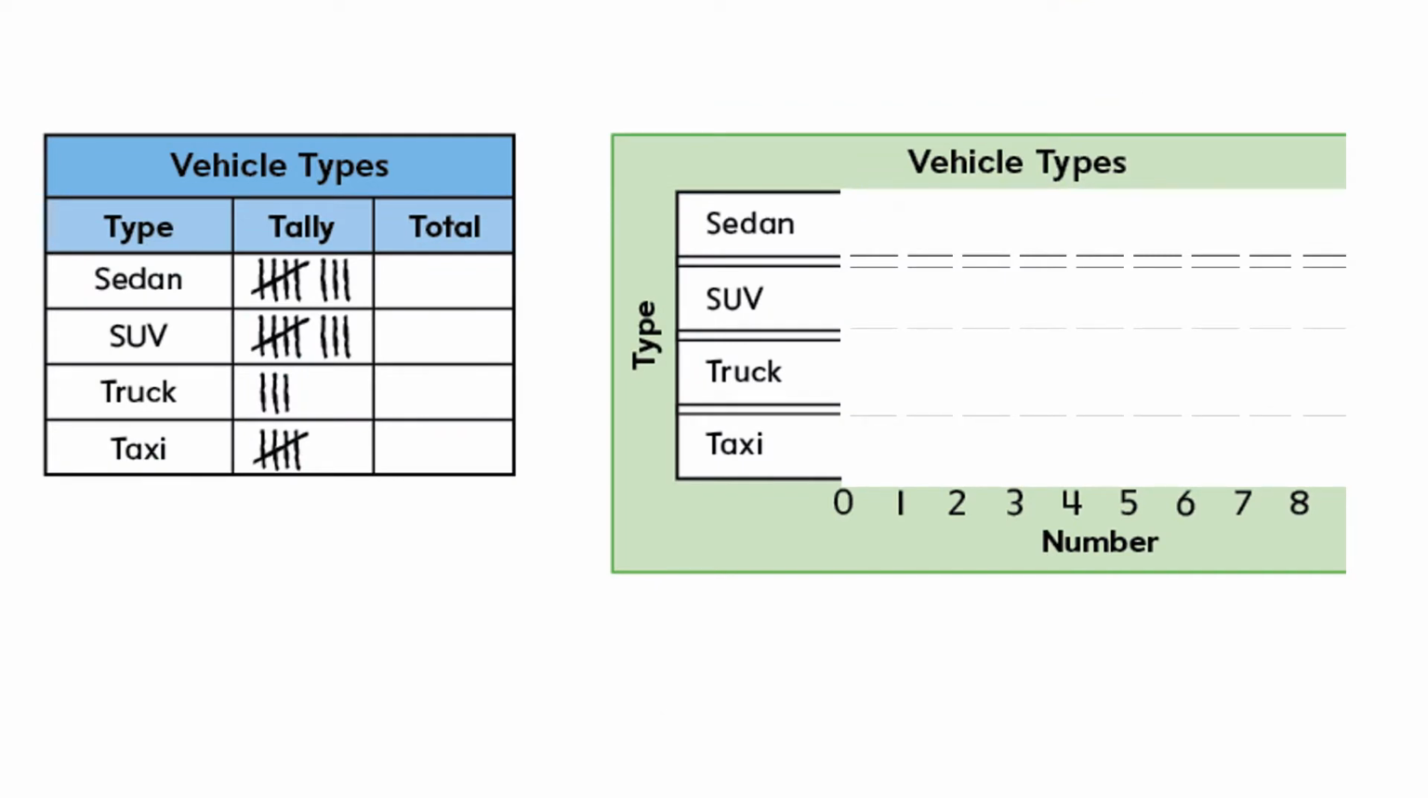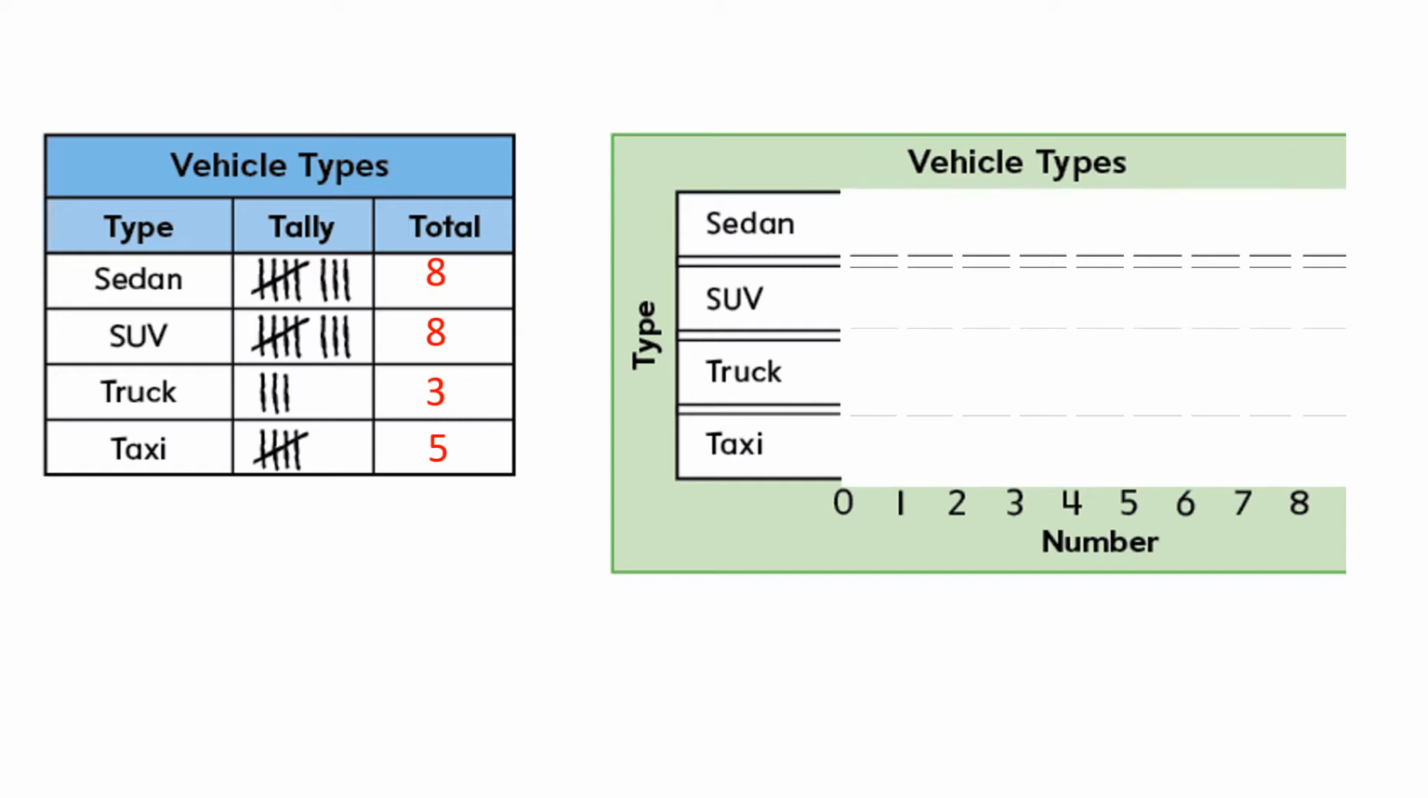Now, a bunch of people were asked what kind of vehicle they had, what kind of car they had. And if you look at the tally marks, you can see that 8 people said they had a sedan. 8 people said they had an SUV. 3 people said they had a truck, and 5 people said they had a taxi. Now, the tally marks are pretty easy to understand, and of course we know the numbers. But let's see what all of this looks like on a bar graph.